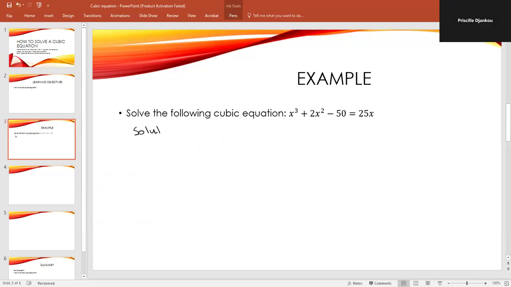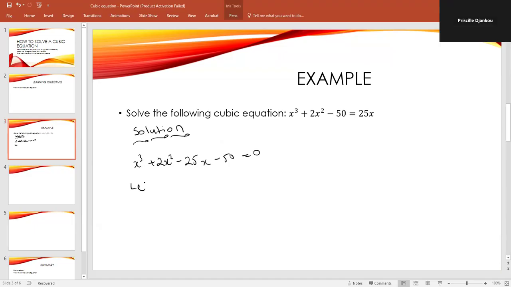Now, what we need to do at this point is to rewrite this cubic equation in the standard form. This will consist of rearranging this equation nicely. So we're going to have x cubed plus 2x squared minus, shift 25x to the other side, we're going to have 25x here minus 50 equals 0.